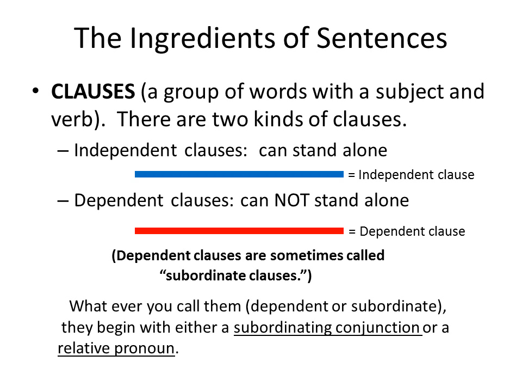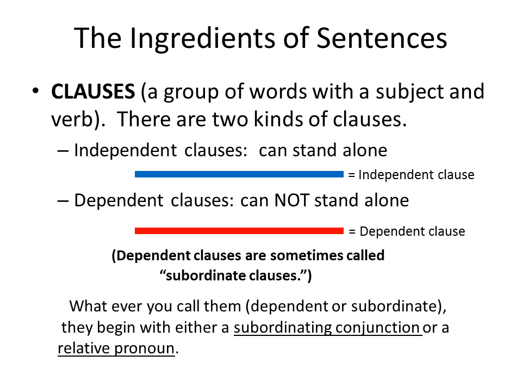The ingredients of sentences. All sentences are created by clauses. A clause is just a group of words with a subject and a verb. There are two kinds of clauses. There's an independent clause, which can stand alone, and during this presentation it will be represented with a blue line. There are also dependent clauses. These cannot stand alone. They will be represented with a red line.